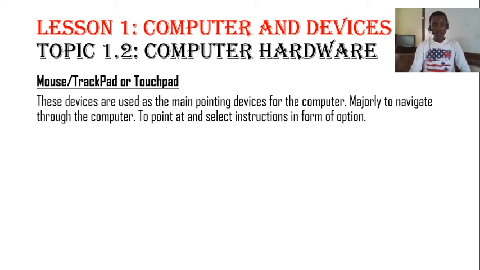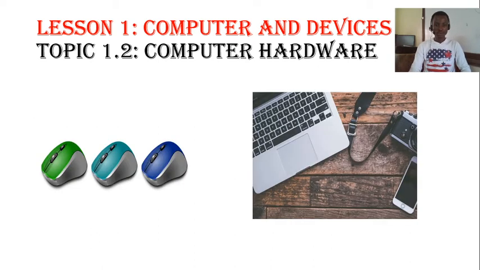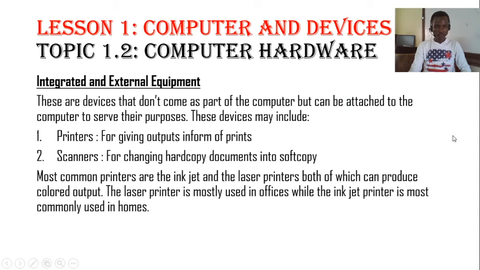So basically we use the mouse to navigate through the computer, to point at and select instructions in form of options. We have the images of the mouse. On your left we have the mouse. This is a wireless mouse. On your right we have the touchpad on the laptop. With the laptop we don't necessarily have to have a mouse. You can use the touchpad to navigate through your computer, your laptop, that is.